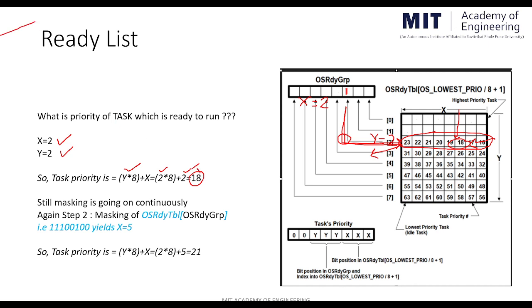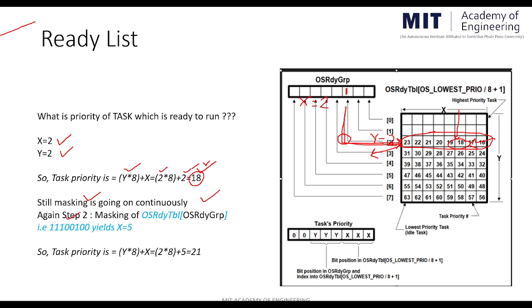It gives the control to the 18th priority task. Then the CPU will be given to the 18th priority task, and it will do some operations. Meanwhile, the scheduler has to continuously map the group value so that it can give the control to another task after finishing this priority. So masking is still going on continuously.